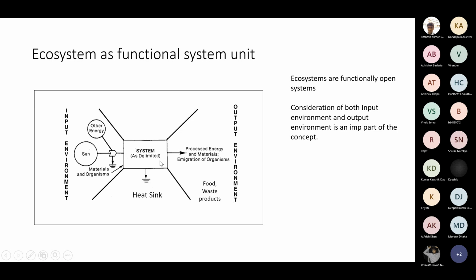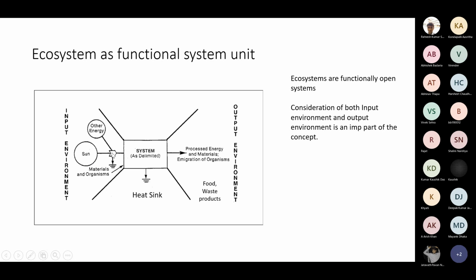It is delimited, that means it doesn't have a very clear-cut boundary. It is an open system. Like it says, ecosystems are functionally open systems. What enters into this system is because energy always has to be entering into an ecosystem. The sun, for example, is the source of energy which enters into the ecosystem, but any ecosystem is not necessarily dependent on the sun. There could be other forms of energy also.